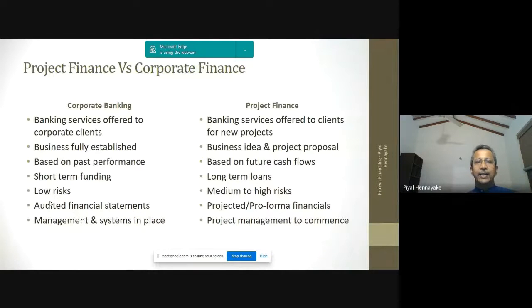We compared corporate banking versus project finance, and we all know project finance is difficult because we are thinking of the future, right? Not like corporate banking where you have the financial statements, everything of the past. But in a project, we have to look at only the future. So it is based on future cash flows, whereas corporate banking is based on past performance.